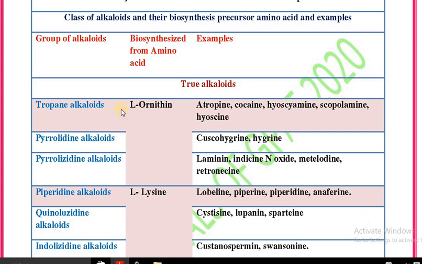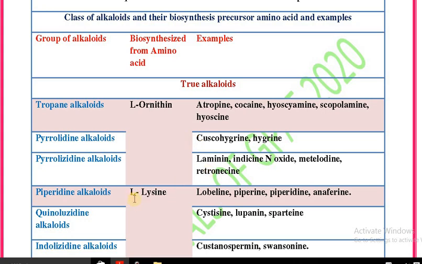First one is tropane alkaloids. Tropane alkaloids are biosynthesized from the amino acid ornithine. Examples of tropane alkaloids are atropine, cocaine, hyoscyamine, scopolamine and hyoscine. Okay, so this is important. Then pyrrolidine alkaloids and pyrazolidine alkaloids are also biosynthesized from the amino acid ornithine. These are the examples of them.